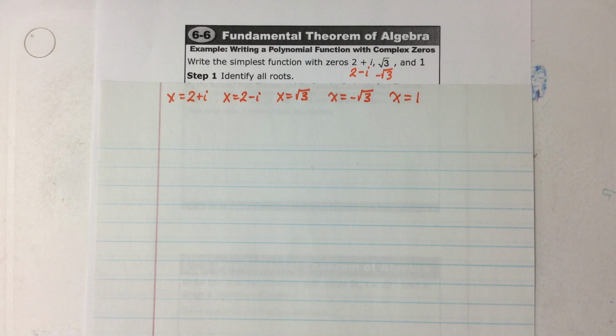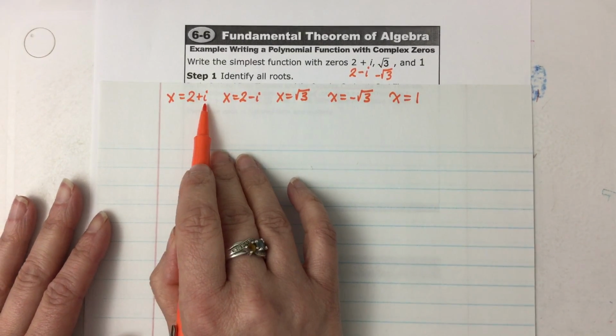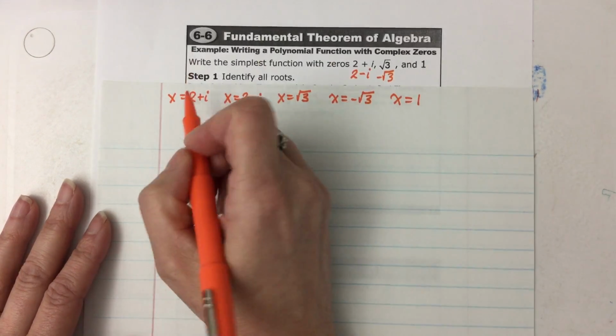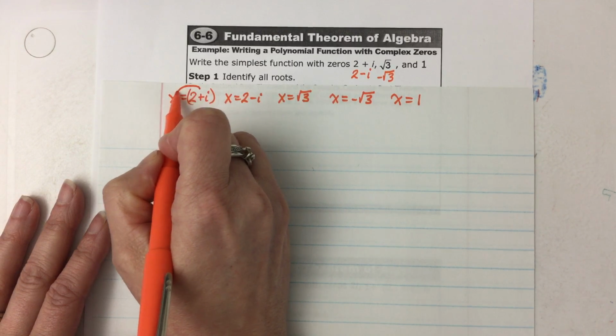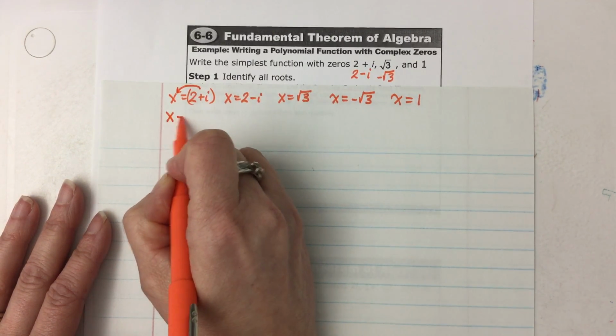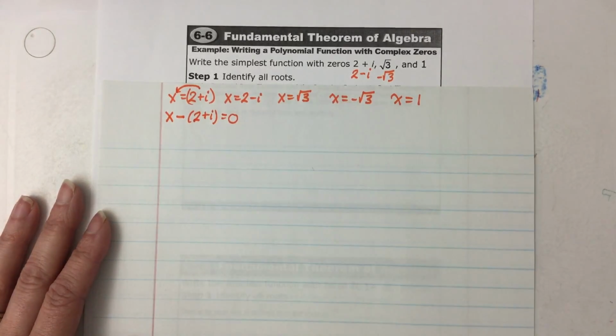Okay, remember step 2. You want all of these equations equal to 0. When you are looking at a complex number like this, yes, it has 2 parts, but this is technically one number. So I need to subtract it over as a group. So it would look like this. x minus the group, 2 plus i equals 0.